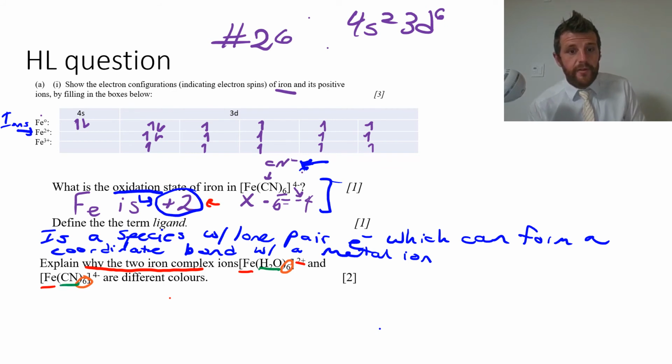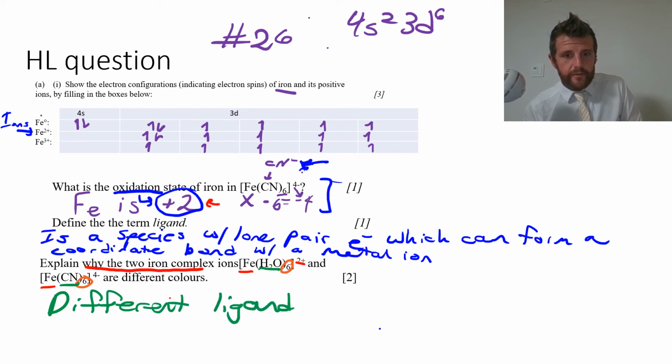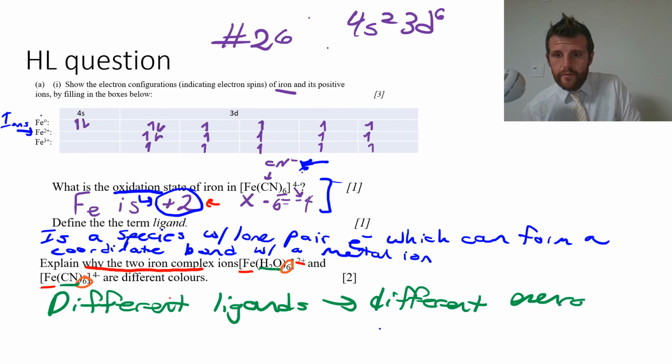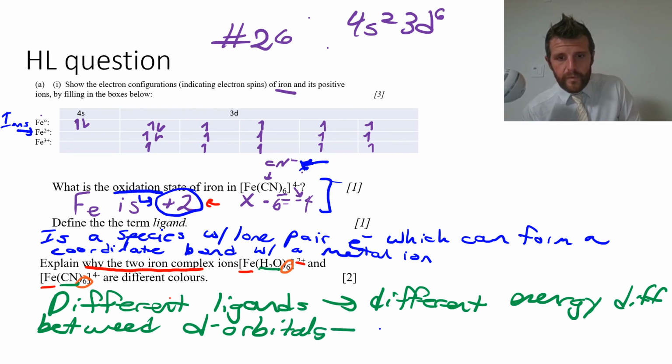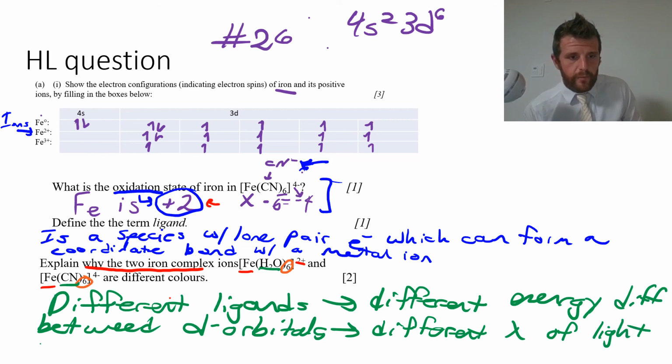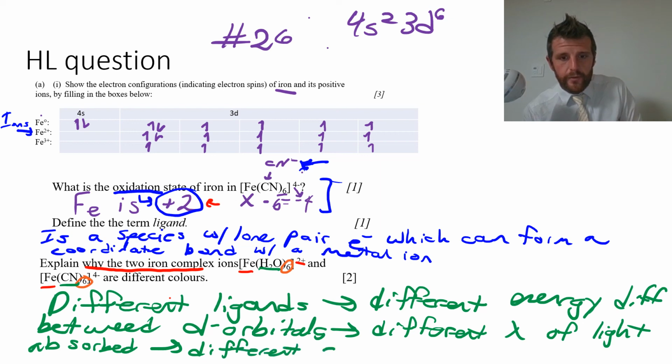So then what happens is we have different ligands. So different ligands leads to a different energy difference between d orbitals, leads to different wavelengths of light absorbed, leads to, what's the word I'm looking for? Oh, different color observed.